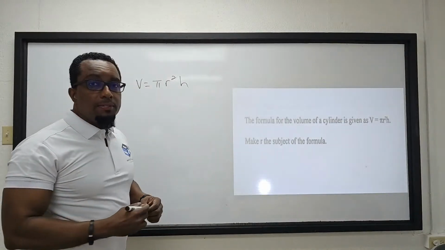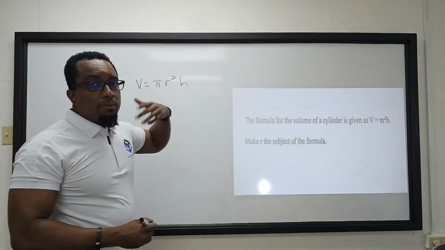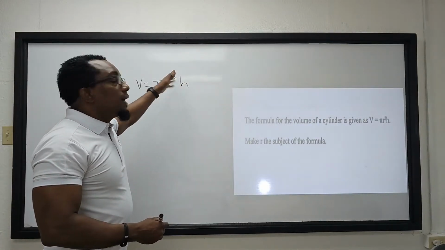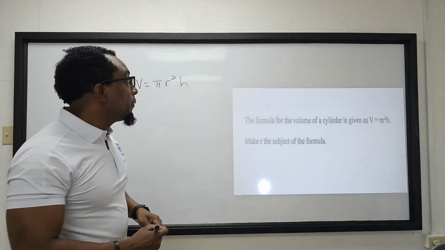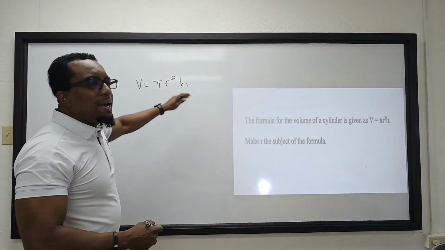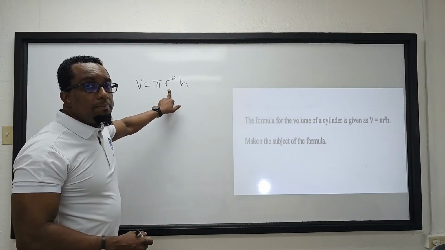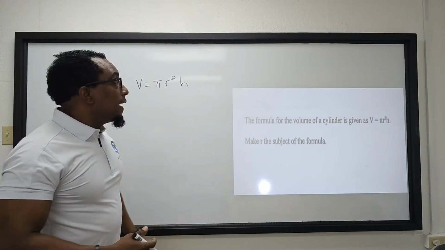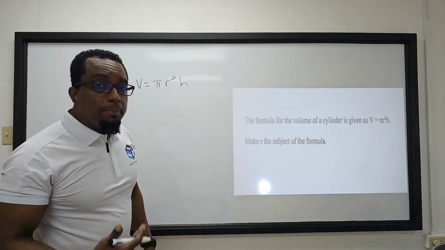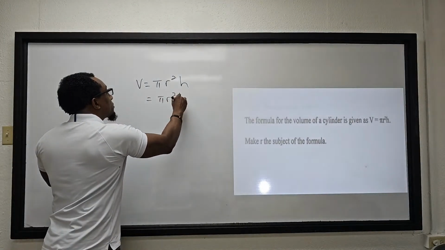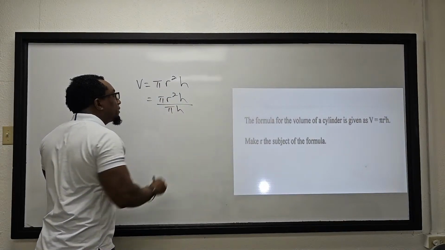Now, of course, to make r the subject, all the variables that surround r we want to remove. So from your π, your h, and the power of 2. So what we want to do is to remove π and h first. This is π multiplied by r² multiplied by h. And we know that the opposite of multiplication is division.